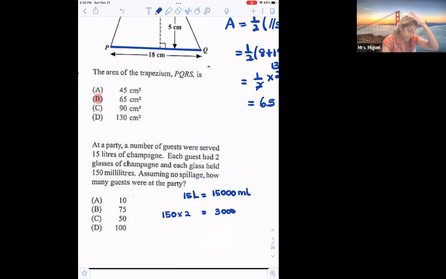So each guest had 2 glasses, 15 liters, right? Assuming there were no spillage, so this is 300, right? So the number of guests will be 15,000 divided by 300, and 3 could go into 15 5 times. There were 50 persons. So if we multiply 150 by 50 by 2, we will get 15,000 ml. So the answer is 50.